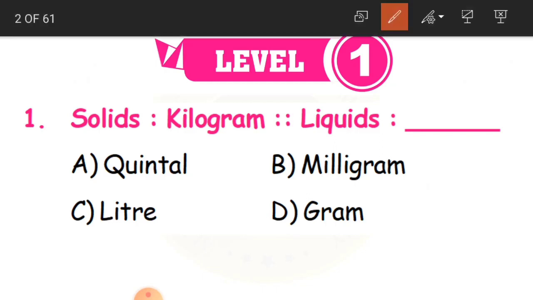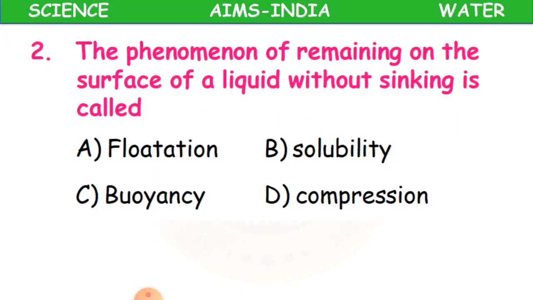Solids, like if you say rice, wheat, whatever solid, are measured in kilograms. And what about liquids? How do we measure them? Whether it is A quintal, B milligram, C liter, or D gram. Suppose water, milk, all these liquids, how do we measure children? We measure in liters. That is C, the correct answer here. Clear? Okay, now we'll go to the second one.